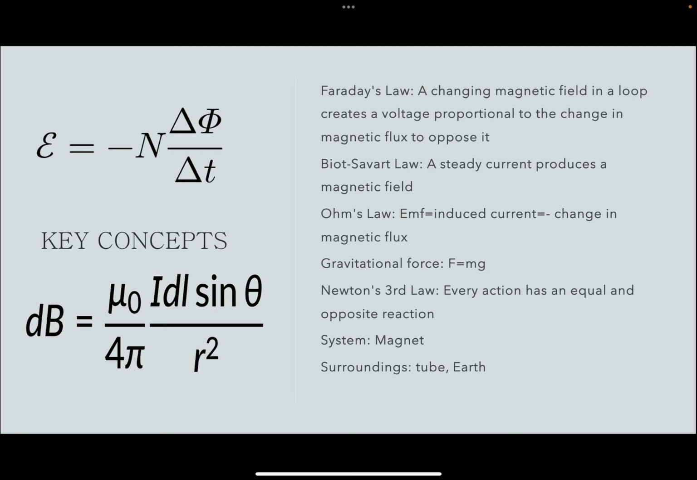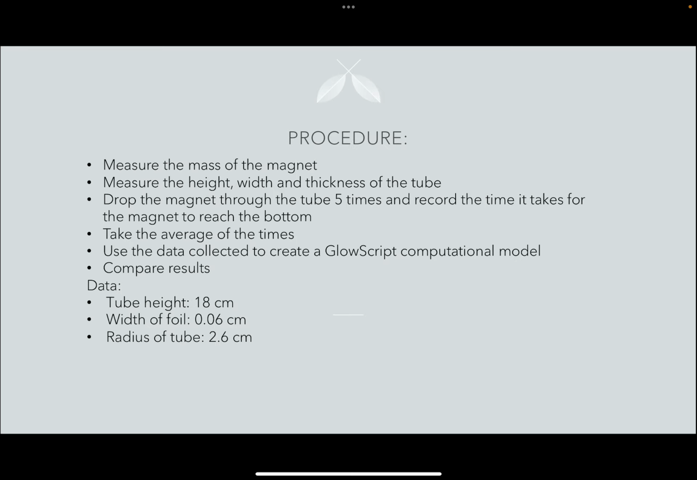Then we have Ohm's law, which states that EMF equals induced current, which is the negative change in magnetic flux. Then we have the gravitational force, which is F equals mg, and Newton's third law, which states that every action has an equal and opposite reaction. For this experiment, the system is the magnet, and the surroundings are the tube and the earth.